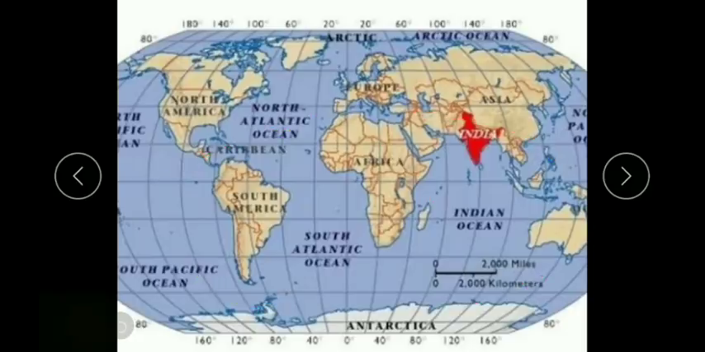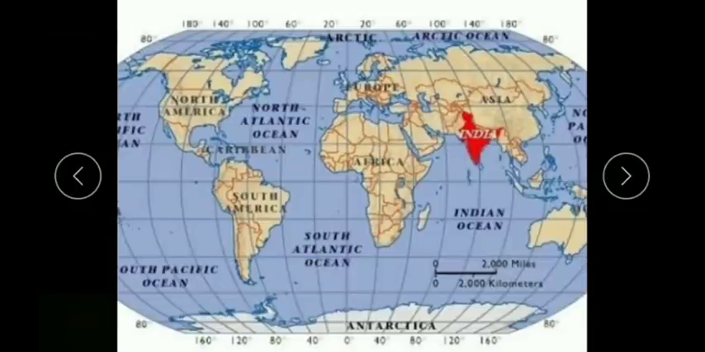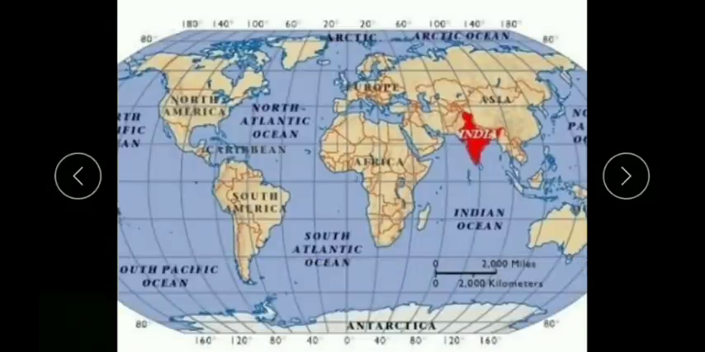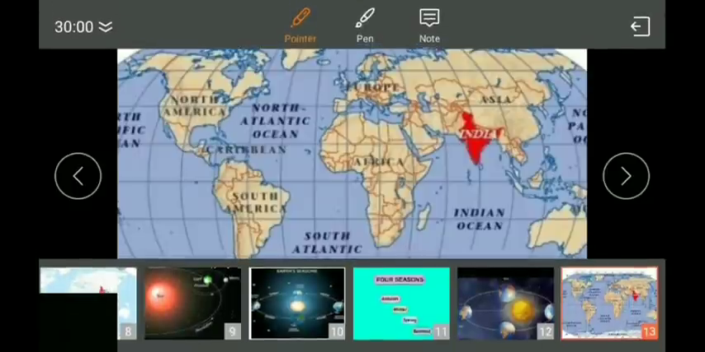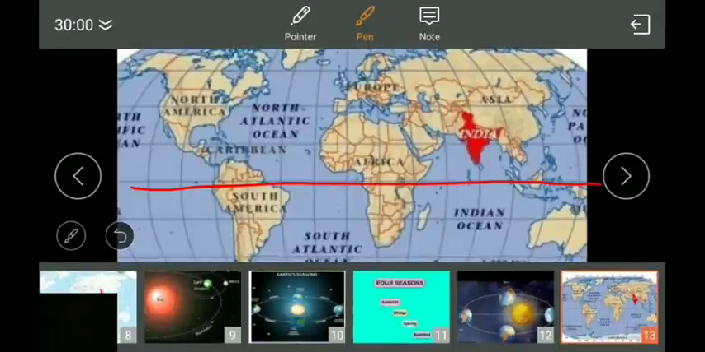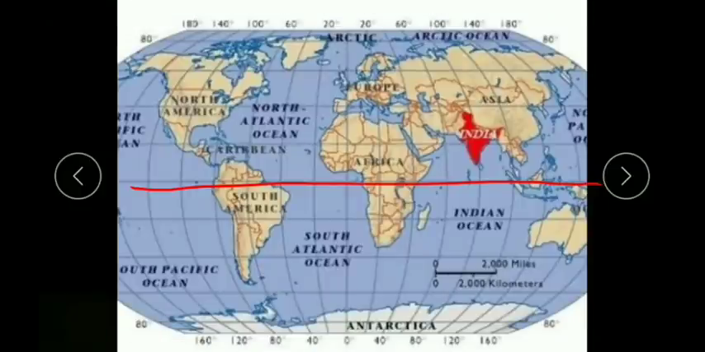In which hemisphere is our country located? Check this out. This is north, this is east, and as I told you in the previous picture also, this is the equator. The equator divides the earth into two equal parts, the north and the south. So our India is in which hemisphere? Northeastern hemisphere.